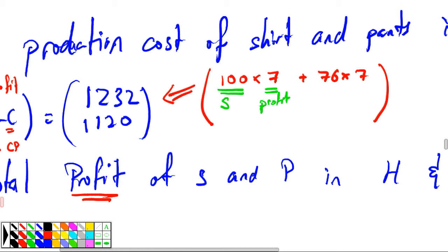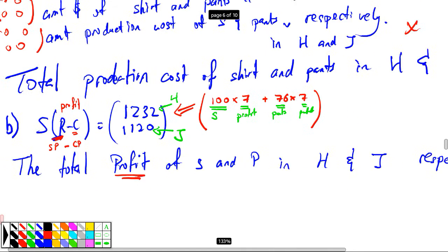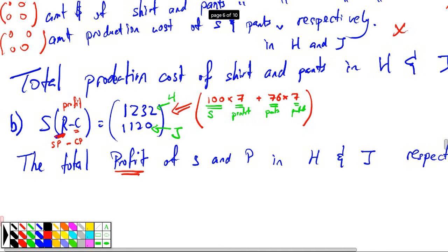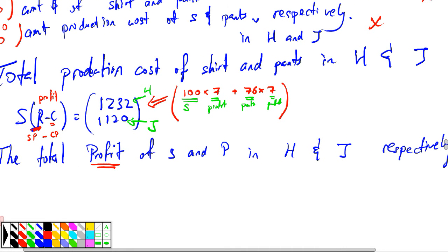So the first number is all the profit of the shirt. This one, pants, profit. Then what do you think when I plus them together? I'm finding the total profit of shirt and pants together. Understand? And why are there two numbers? Because this one is in Jurong, this one in Hougang. So that's how you have the statement here. So always use the number to help you.